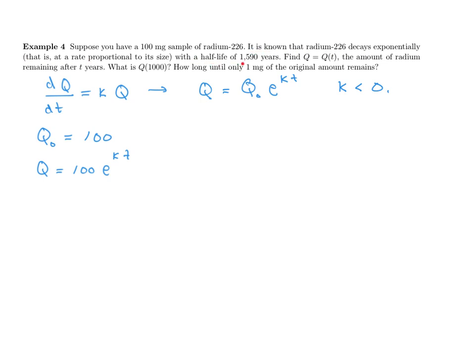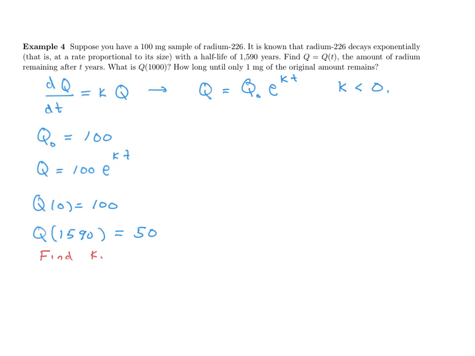It says that the half-life is this number of years. What does this mean? If you put 0 into the formula, you get 100 back. Now, if you were to put 1,590 years into this, half of the substance should be remaining, which is 50. This translates into a point on our equation, but this will allow us to put something in place of Q and T so we can solve for K. So let's do that next. Let's find K.